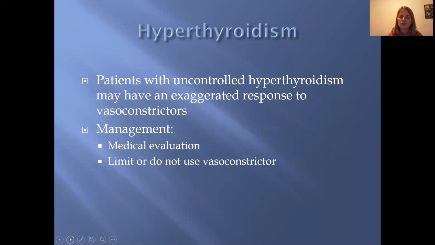Patients who have uncontrolled hyperthyroidism could have an exaggerated response to vasoconstrictors. If they have uncontrolled hyperthyroidism, it's an absolute contraindication. So we absolutely do not use a vasoconstrictor because that could cause a thyroid storm.